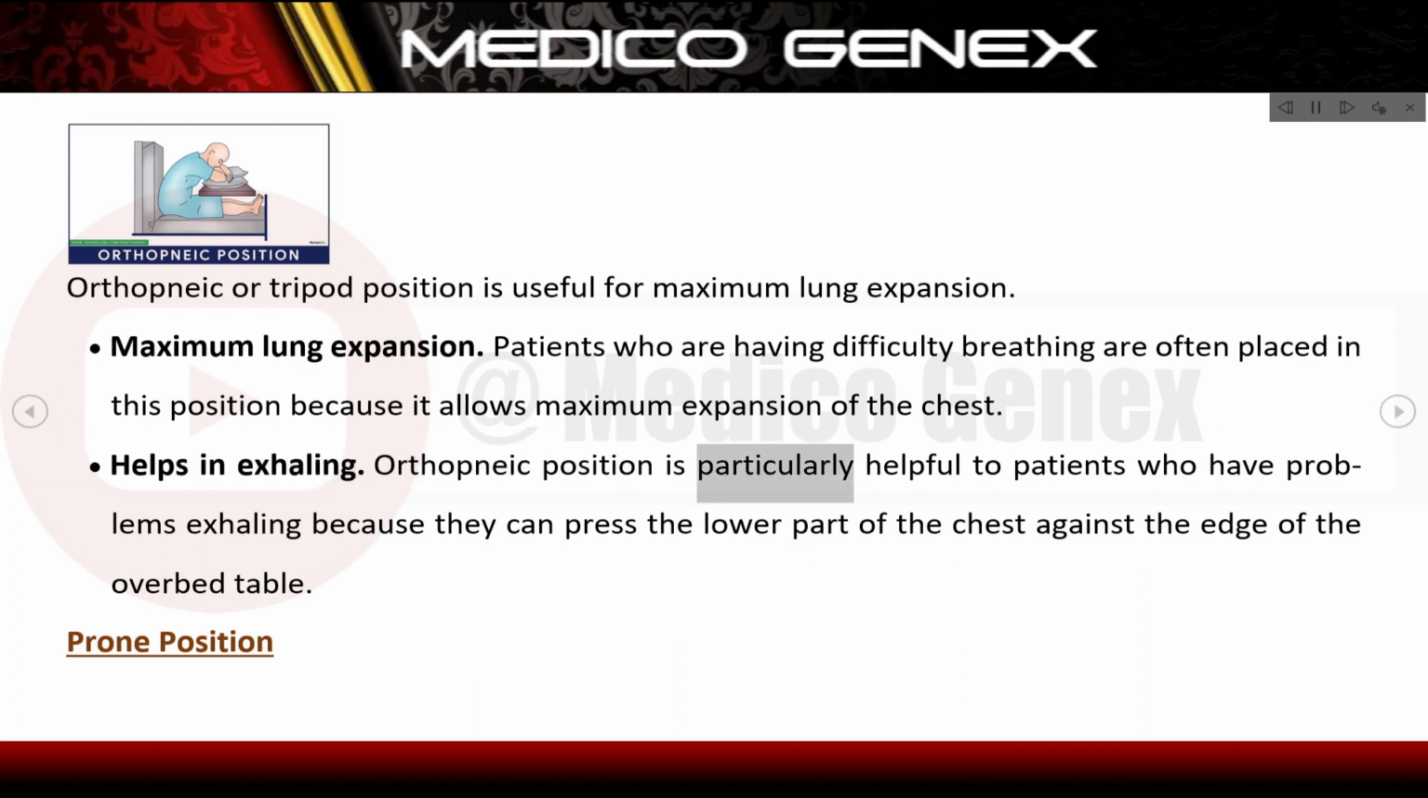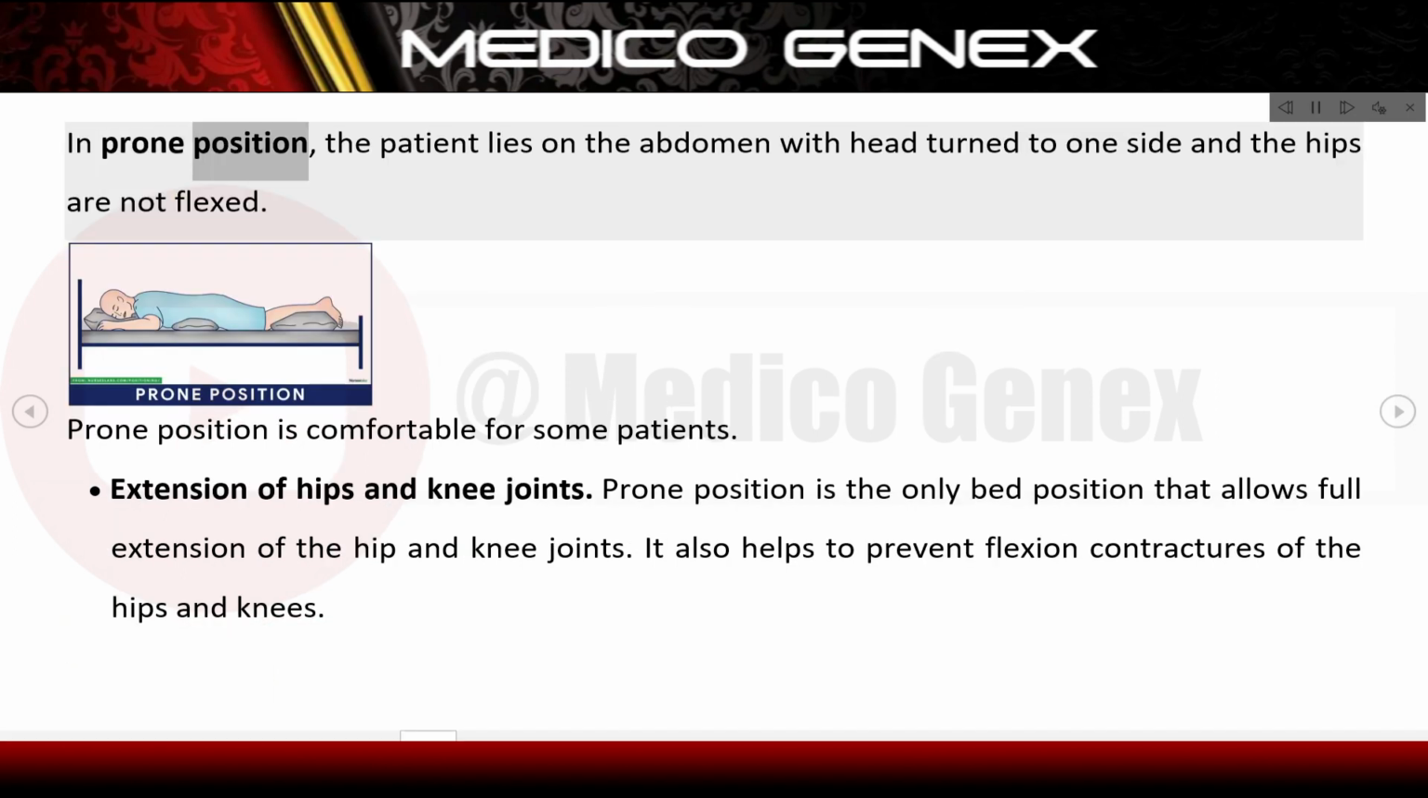Helps in exhaling. Orthopneic position is particularly helpful to patients who have problems exhaling because they can press the lower part of the chest against the edge of the overbed table. Prone position. In prone position, the patient lies on the abdomen with head turned to one side and the hips are not flexed. Prone position is comfortable for some patients.